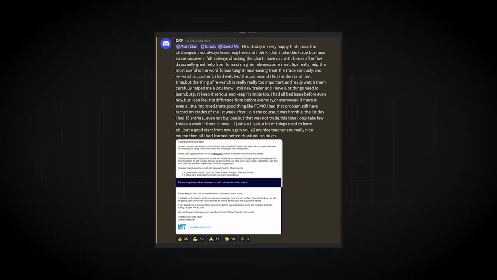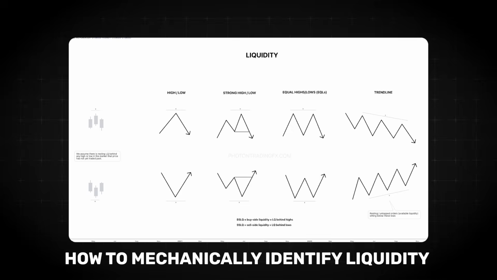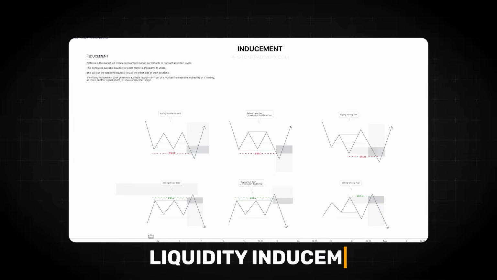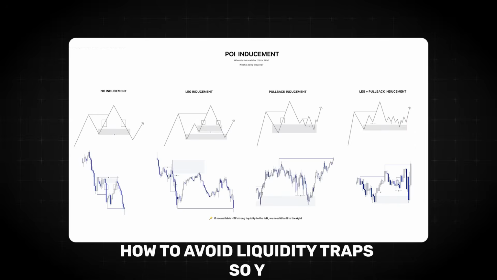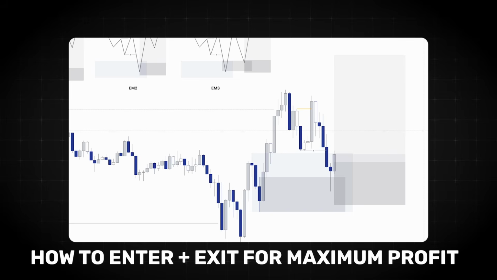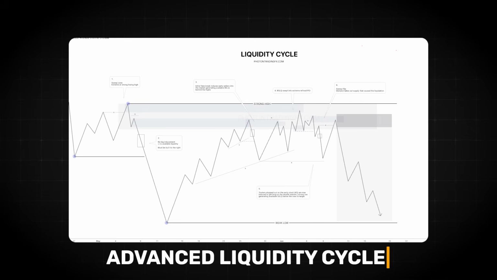In this video, we will cover the critical rules that have now helped countless of our members get funded and bank their first ever profit splits by using the power of mechanical strategies. So this video is going to explain my overall trading strategy, what is liquidity, how to mechanically identify liquidity pools, how to spot institutional trading activity, liquidity inducement, how to trade high probability liquidity zones, how to avoid liquidity traps so you can start taking advantage of them instead, and how to enter and exit for maximum profit, high and low resistance liquidity, and the advanced liquidity cycle.